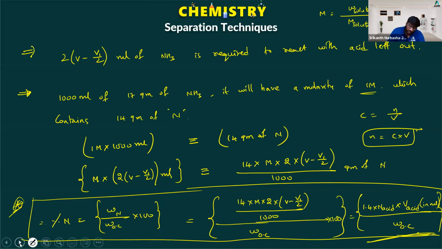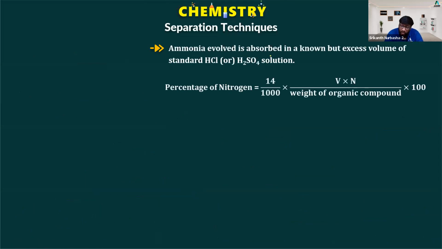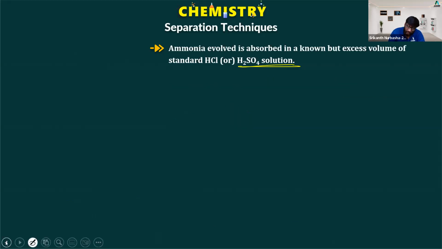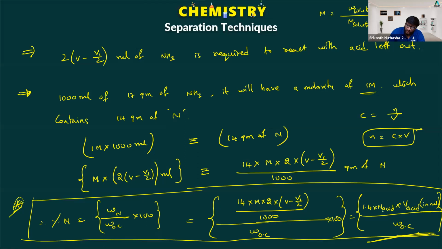So let us look at the formula. Ammonia evolved is absorbed in a known but excess volume of standard HCl or H2SO4. Percentage of nitrogen is given by this formula. Percentage of nitrogen is equal to 1.4 into V into N divided by weight of organic compound. The same formula we got or not? 1.4 into V, acid reacted with the ammonia, into normality of acid divided by weight of organic compound.